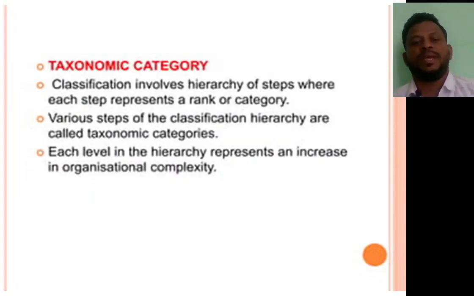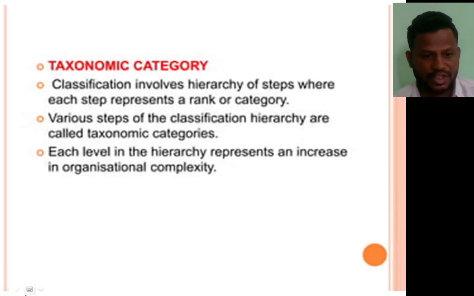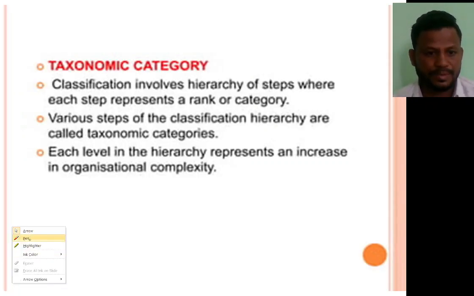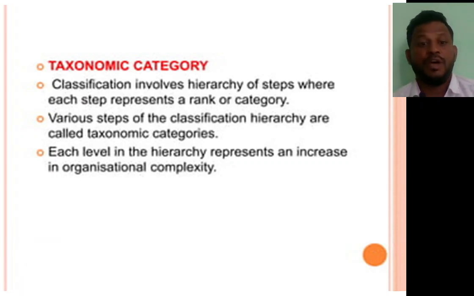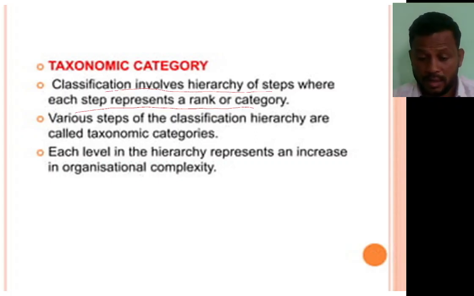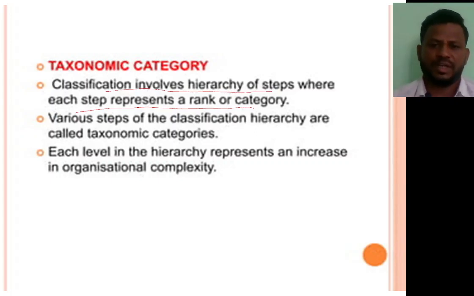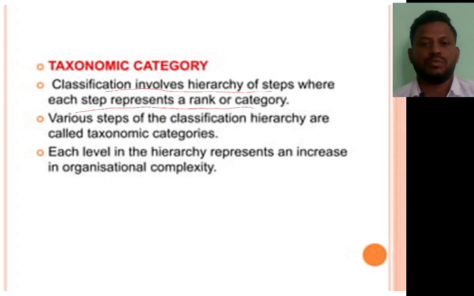Next point is the taxonomic category. Taxonomic category means the classification involves a hierarchy of steps. We use hierarchical steps where each represents a rank or category. Different steps we are going to follow. I told you that by their appearance, and so on. We can say that different categories are used to categorize them.